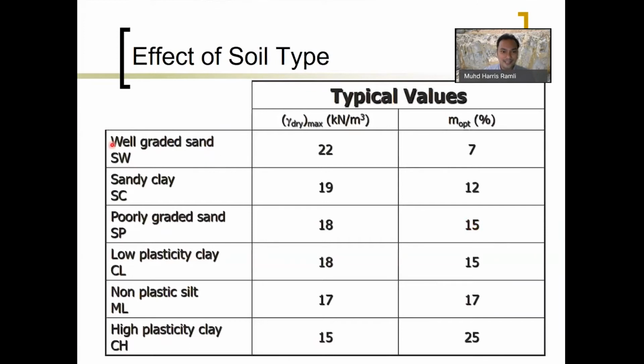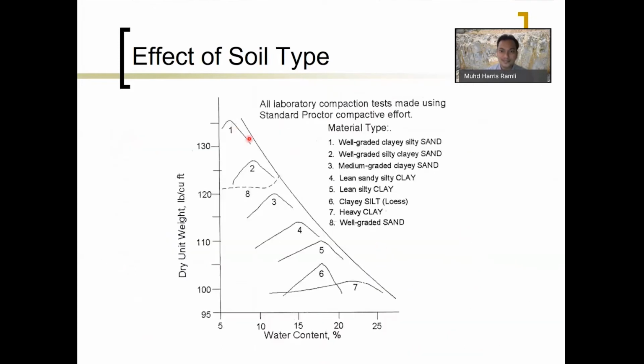So as you can see, this is sand, clay, poorly graded sand, low plastic clay, this is silt, this is clay. So this is the typical value of maximum dry density, and this is the typical value of optimum moisture content. You can see that most clay or silt usually have a very low maximum dry density, but a very high optimum moisture content. And as you can see in here, this is sand.